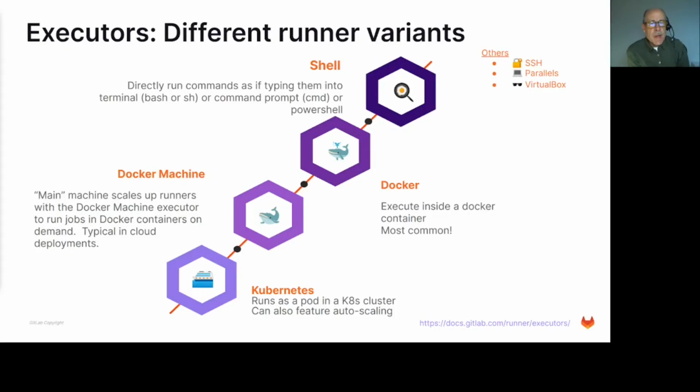GitLab runners implement a number of executors that can be used to run your builds in different contexts and environments. Looking at our chart here, you can see we have Shell, Docker, Docker Machine, Kubernetes, SSH, Parallels on Mac, and VirtualBox. The two most common executors are Shell and Docker. We'll look at each one of these in more detail.